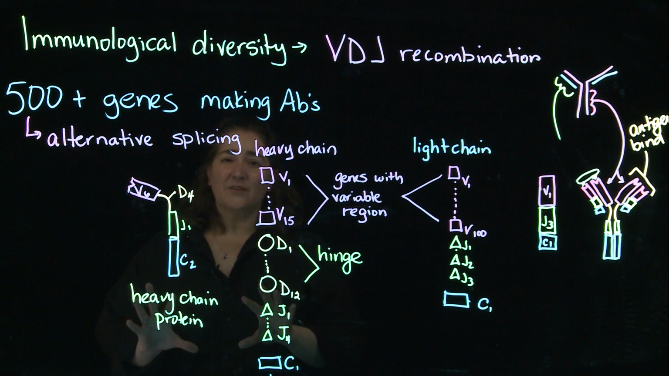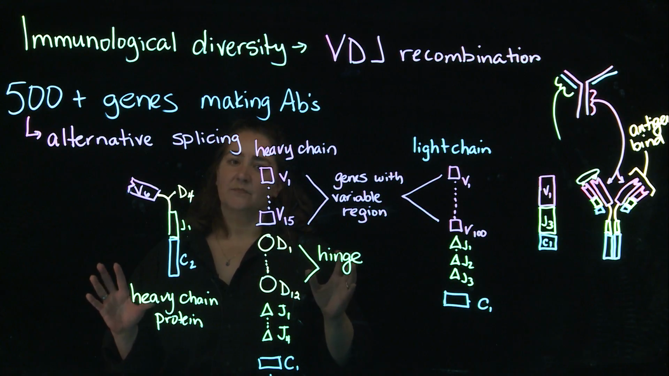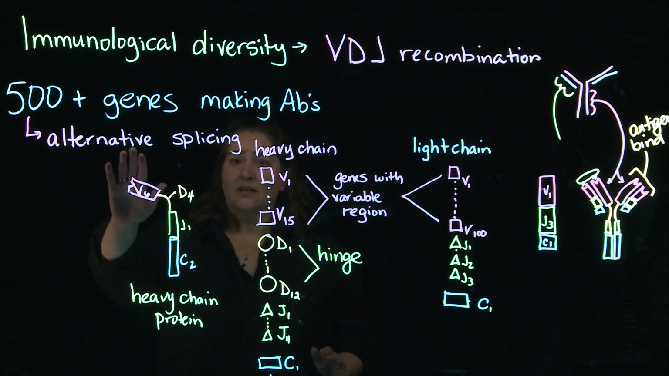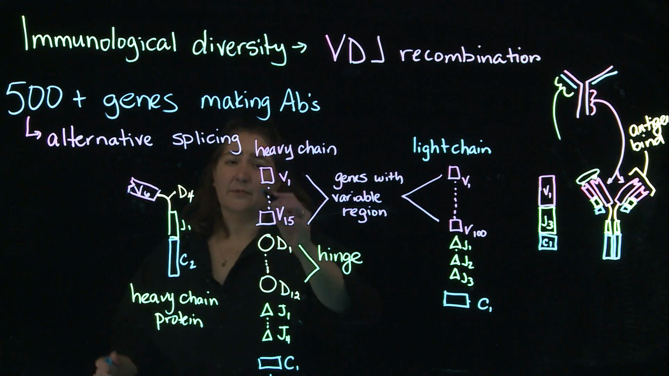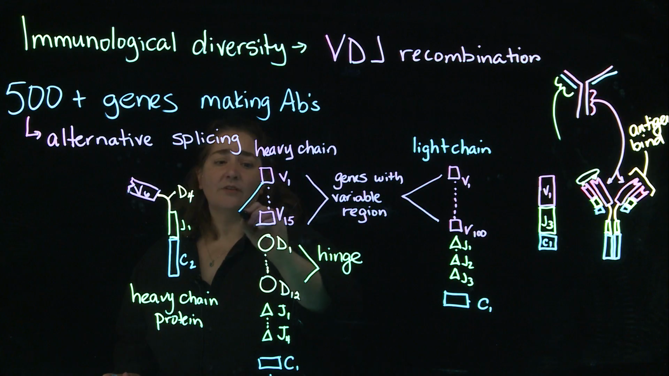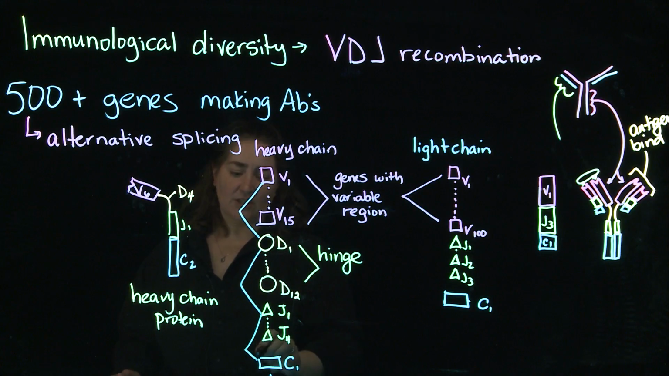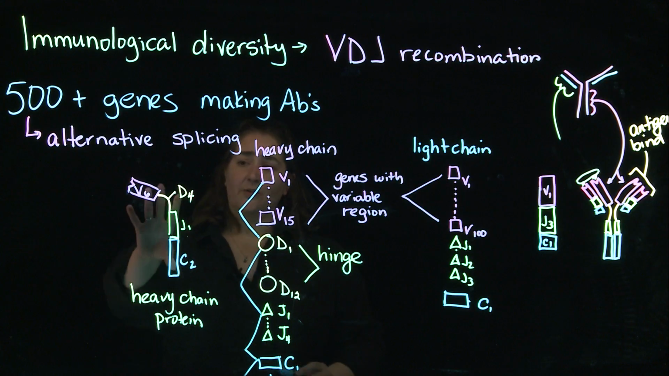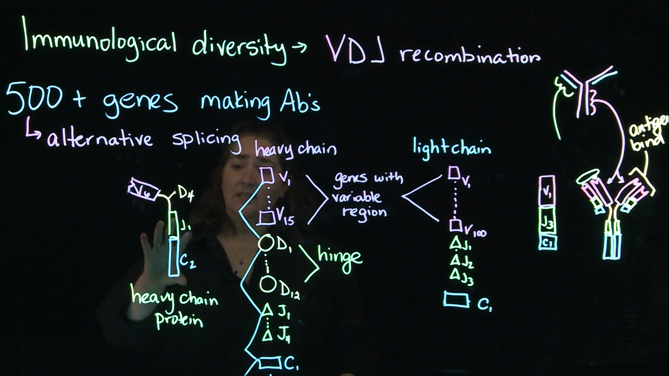All right? So I know VDJ recombination is a little bit abstract as far as understanding it. What I want you to take away is that you've got some alternative splicing going on. Essentially, you're going to take one V gene, one D gene, one J gene, one C gene, and you're going to splice those together to make one messenger RNA that is then translated to the protein that makes up part of your antibody. In this case, on this side over here, this would make up the protein associated with the heavy chain.